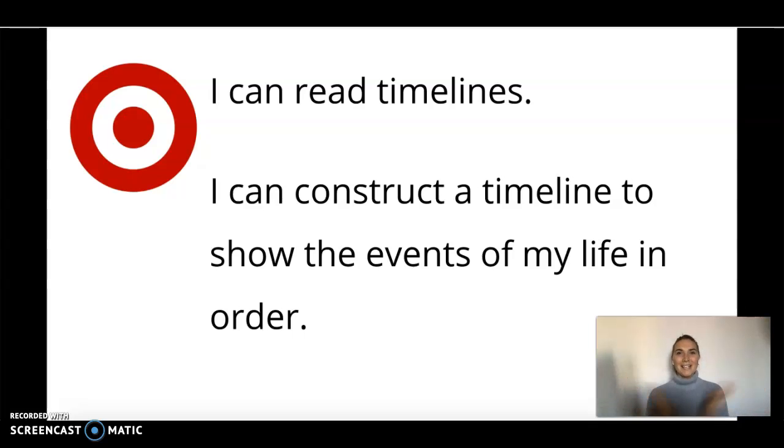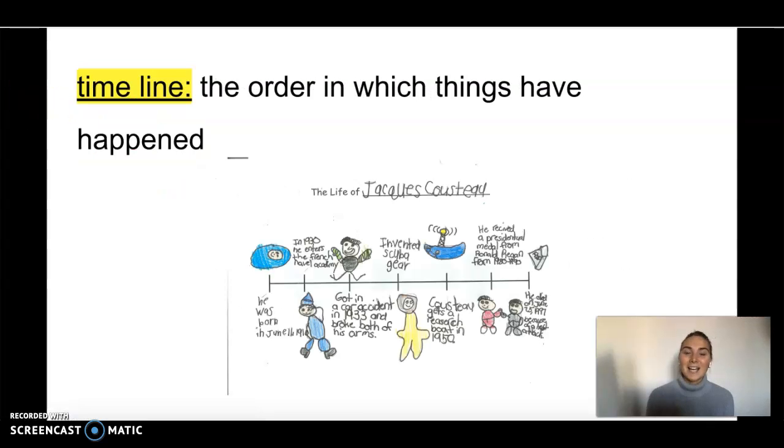What's a timeline? I'm glad you asked. A timeline is the order in which things have happened. So, boys and girls, today you are going to think about things that have happened to you. Maybe not everything, but the most important things that have happened in your life, and you are going to put them in time order on a timeline.